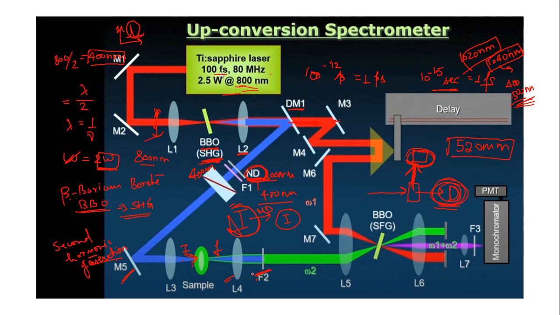And thus, this filter F2, which separates this beam from this green beam, is called the long pass filter. What is it? Sorry, it is called the long pass filter. Why is it called the long pass filter?